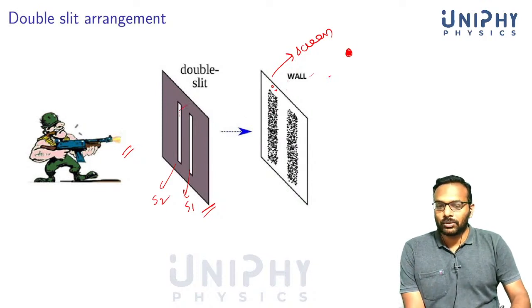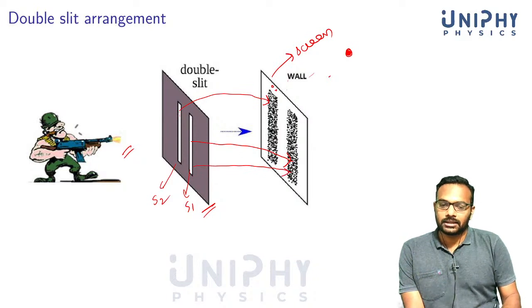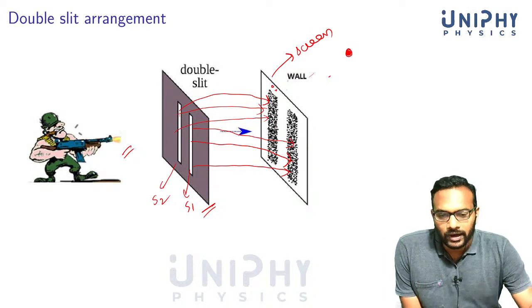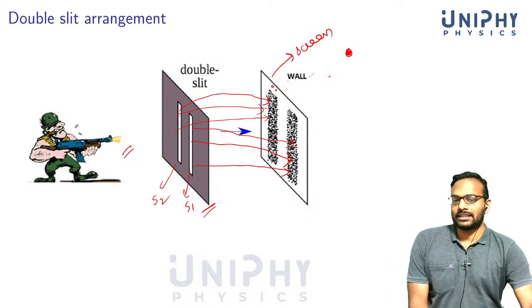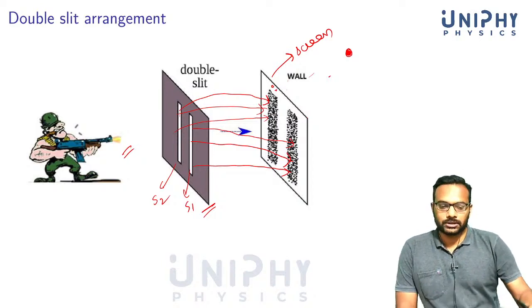Behind slit 2, you will have all the bullets which passed through slit 2, and behind slit 1, you will have all the bullets which passed through slit 1. So bullets passing through here will reach here, and bullets passing through here will reach here. Nothing surprising. This is the pattern that you expect. This is all fine, but now we are going to do this double slit experiment using electrons.